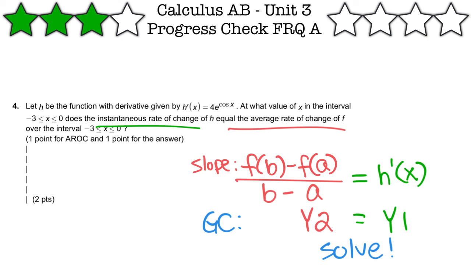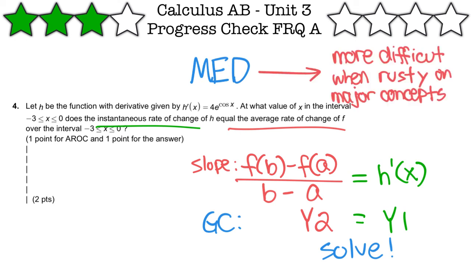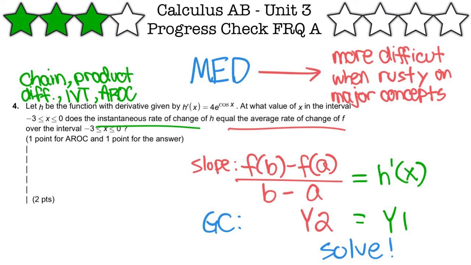In general, this question should feel like a medium level of difficulty question, but it can seem more difficult because it expects you to know and apply some major concepts. Those include the chain rule for part 1, the product rule for part 2, differentiability, continuity, and the intermediate value theorem for part 3, and the average rate of change of a function for part 4. Now that we broke it down, hopefully it seems like an appropriate level of difficulty.